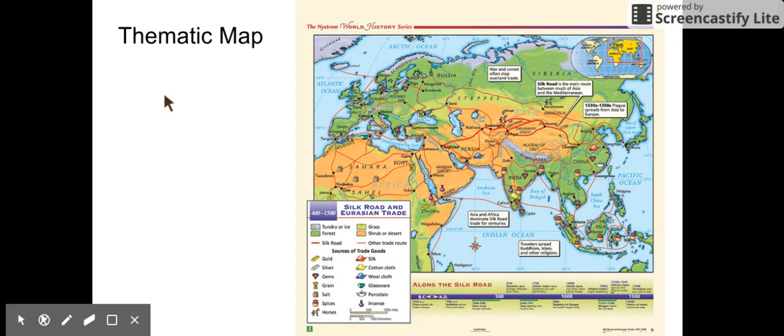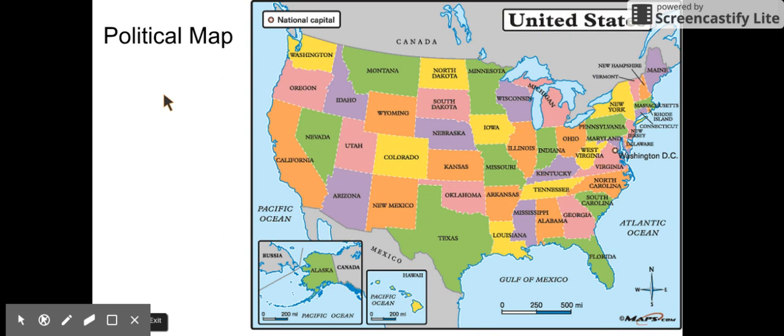So you can see that this map here might have something to do with trade in Europe and Asia. Another type of map that you might use is a political map. A political map is going to show you the boundaries. And in this case, it's showing you the boundaries of states. It might also show you the boundaries of countries. It might identify important cities, or if we're going to get smaller towns and counties, any sort of boundaries.